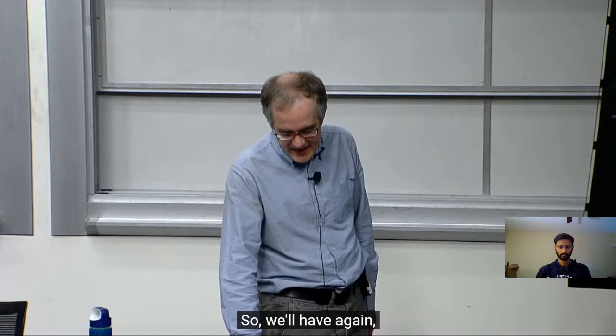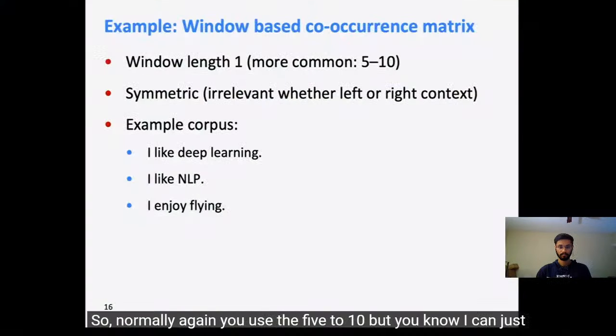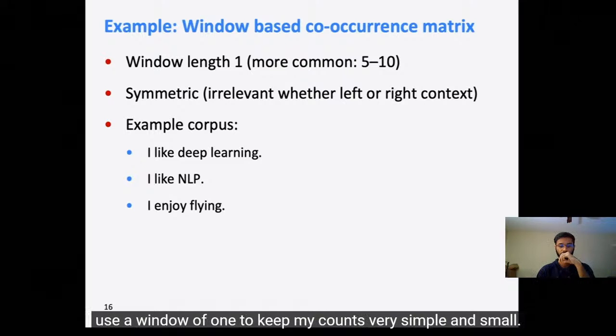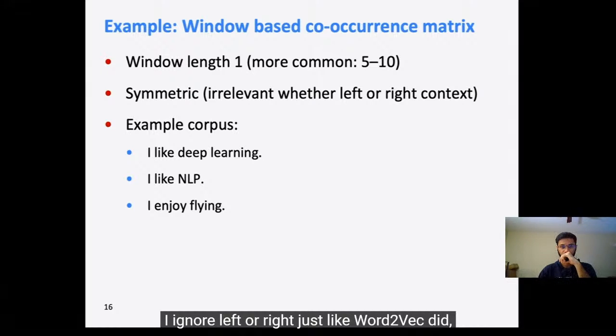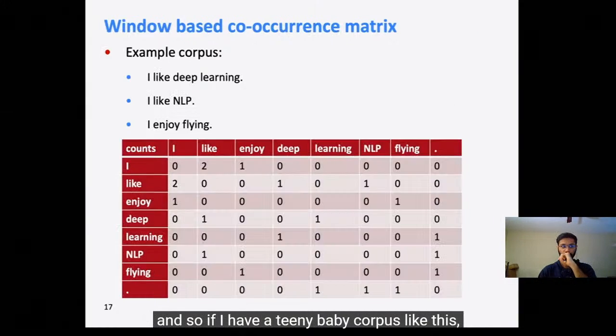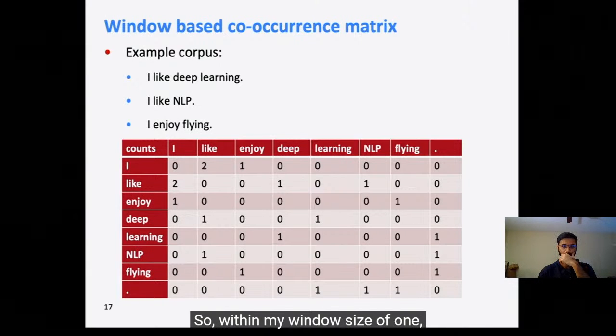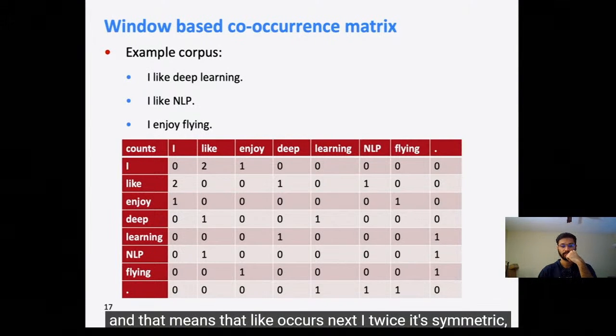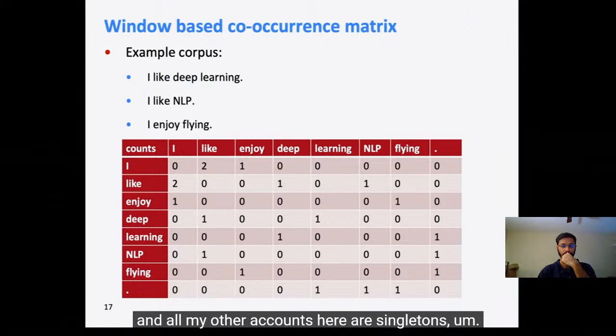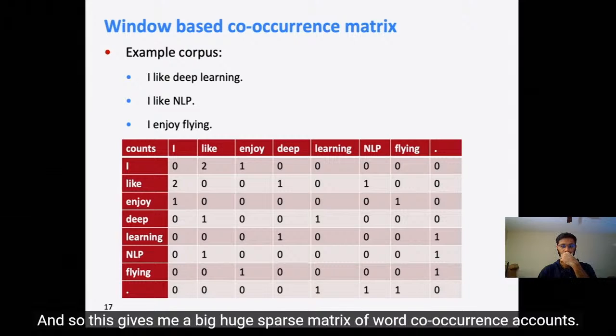Okay, I'm going to give an example of this. Normally you use a window of 5 to 10, but I can just use a window of 1 to keep my counts very simple and small. I ignore left or right, just like word2vec did. And so if I have a teeny baby corpus like this, here is a matrix of word co-occurrence counts. Within my window size of 1, I occurs next to like twice. And that means that like occurs next to I twice, it's symmetric, and all my other counts here are singletons. And so this gives me a big, huge, sparse matrix of word co-occurrence counts.